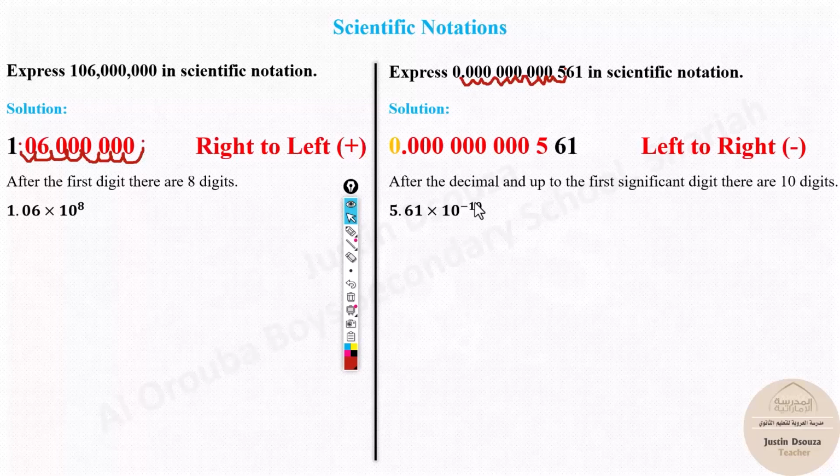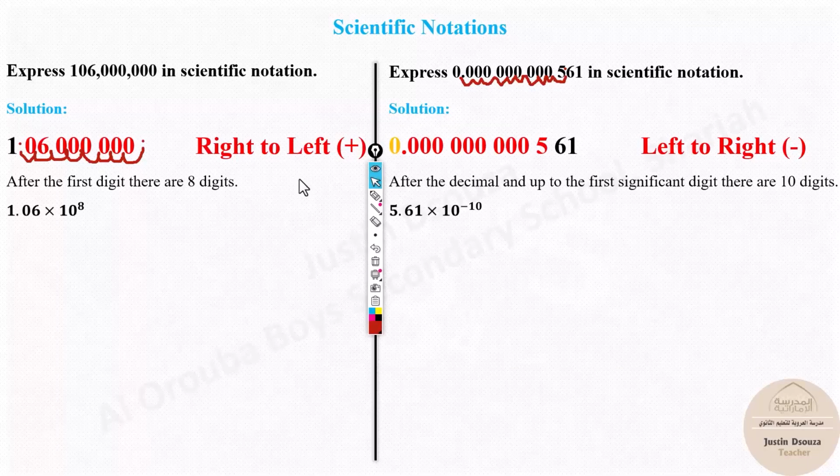So we write 10, but what about this negative sign? Because it's moved from left to right, that's why it's negative. This negative sign denotes it's a very, very small number. As you can see over here, it's 0.00 and so on. There are 10 zeros basically. So this is the way to easily write in scientific notation.